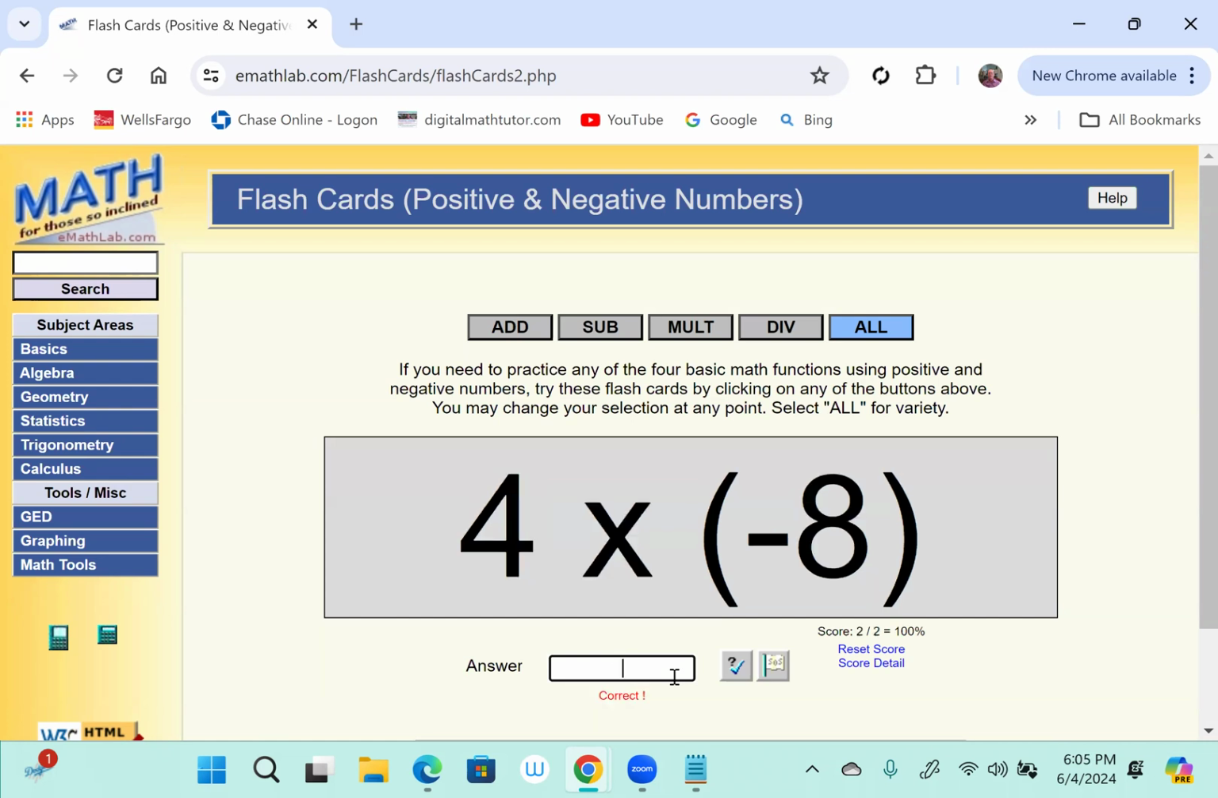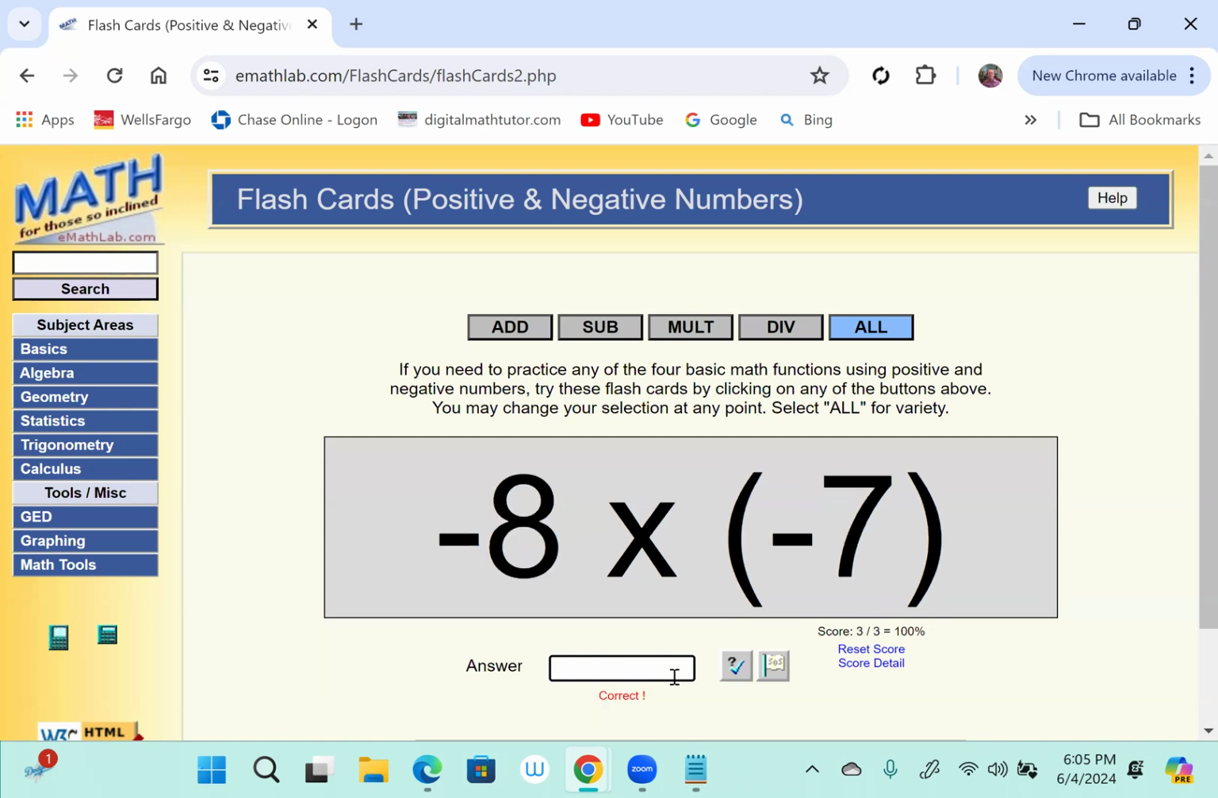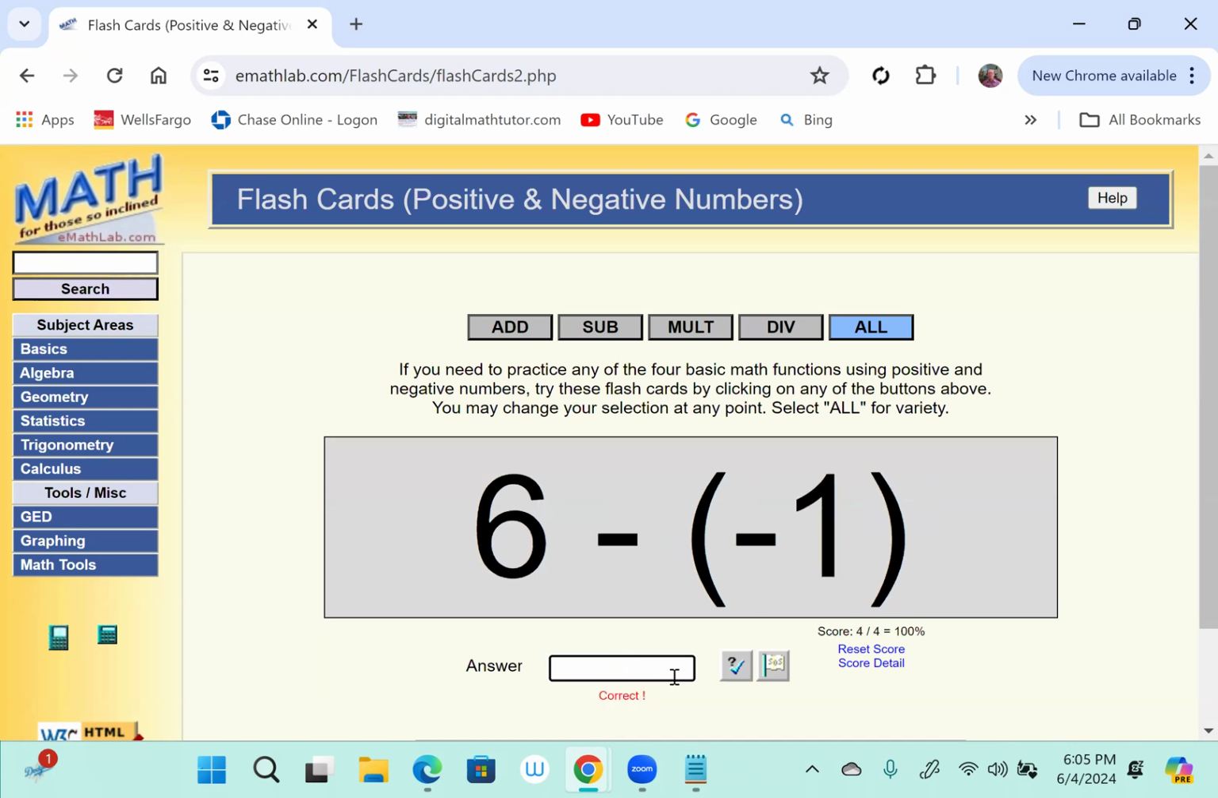So what's this? That is 14. Okay, and you want to be able to do these as quickly as you can. So when you're practicing, you want to make sure you're accurate and you're fast. One, -32. So negative 32, okay. That is 56. Good. 7. Okay.